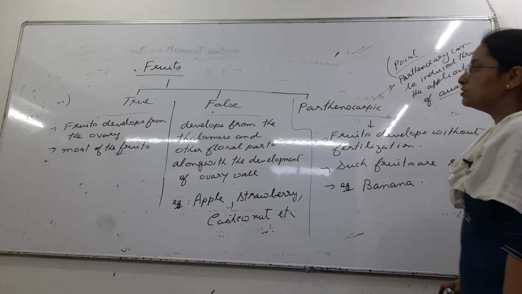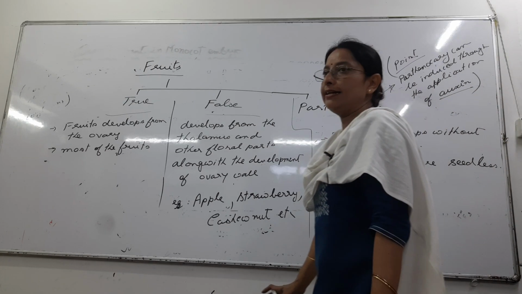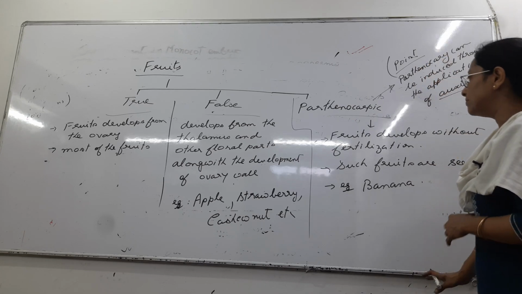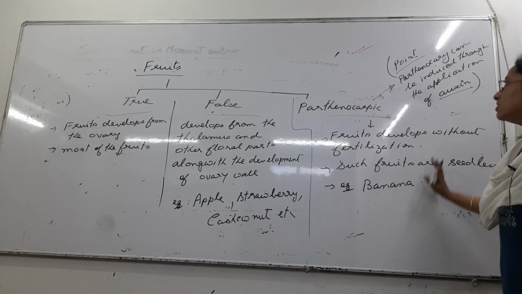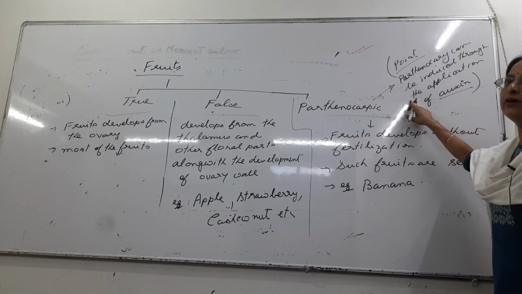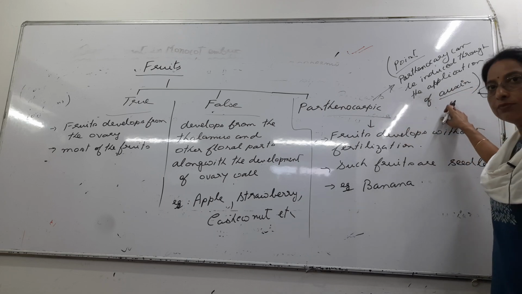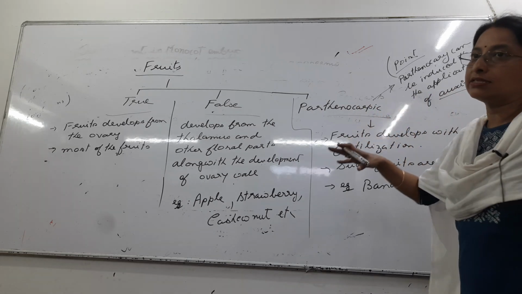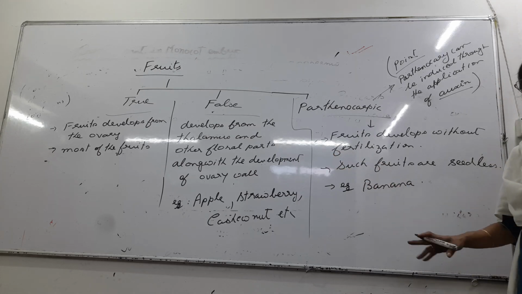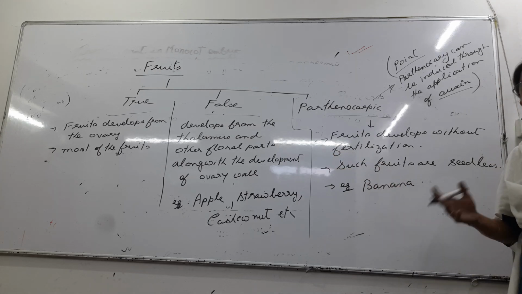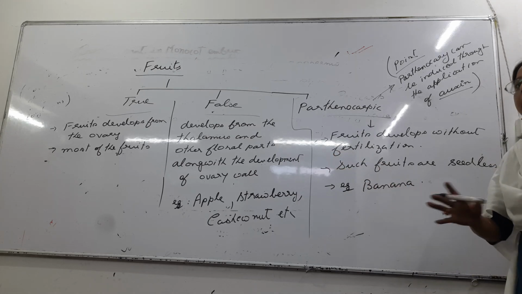So when we talk about fruits, there are three types of fruits: true, false or parthenocarpic. Parthenocarpic can be natural or induced, right? Artificially also we can do it by using plant hormones, and the hormone we are talking about is auxin. Not necessarily is auxin the only hormone that induces parthenocarpy. We have gibberellins also, but it differs from plant to plant.